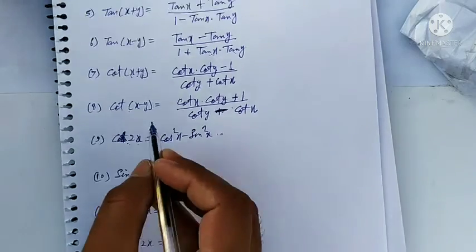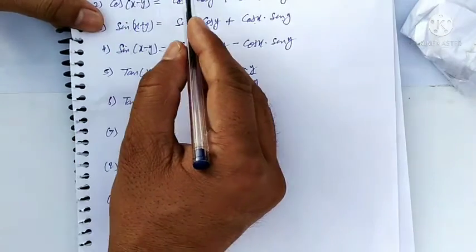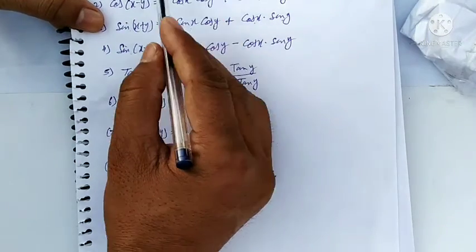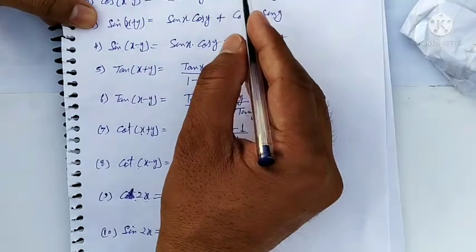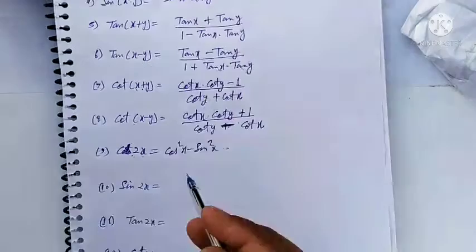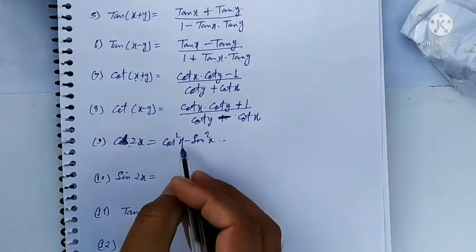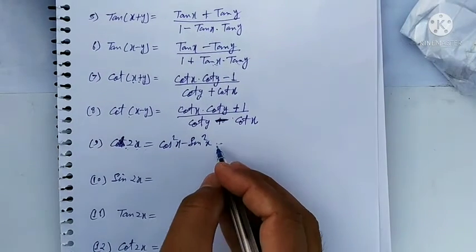Because how? Cos 2x means cos(x plus x). Suppose you write cos(x plus x), so cos x cos y means both places x, the cos x, cos square x, and minus sin x into sin x, sin square x. That is why the formula is cos square minus sin square.